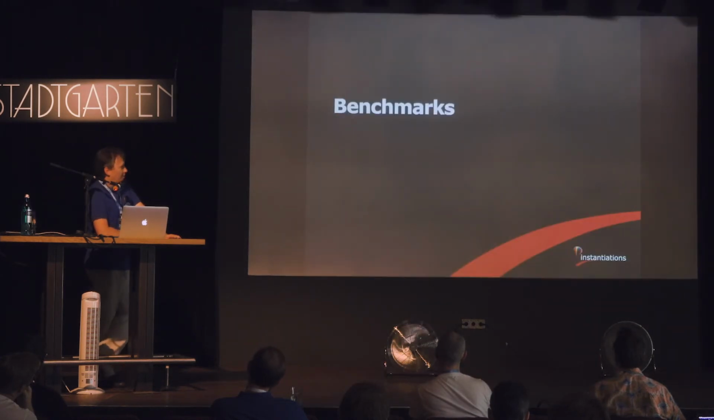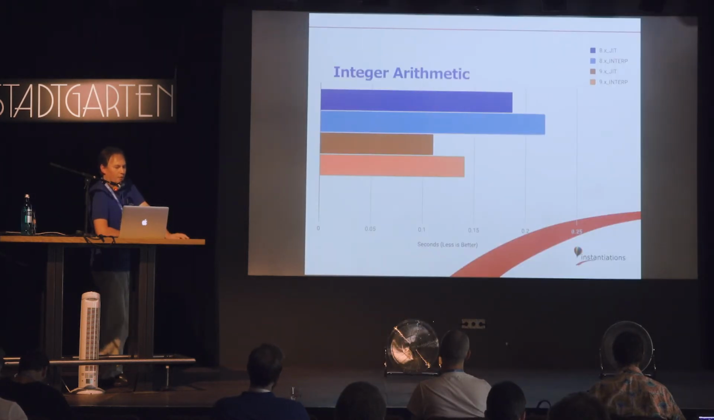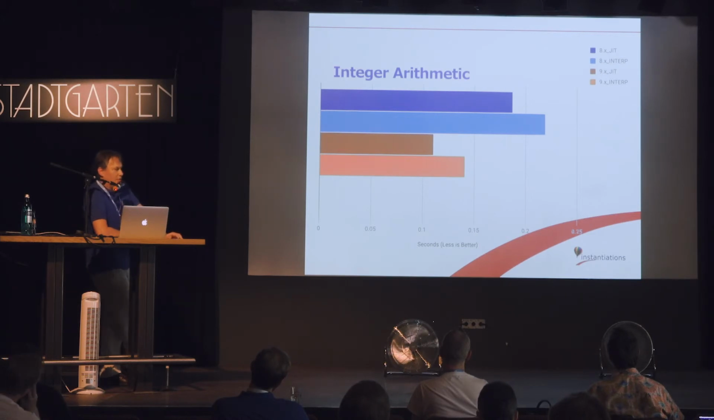Okay, let's see some benchmarks. The benchmarks we used are mostly taken from the Benchmarks Game project. We ported them to VA Smalltalk. For simplicity, all of the diagrams have values where less is better. Darker colors are JIT, light colors are interpreter mode, and we compared with our older VM from release 8. So integer arithmetic looks pretty good, and note that even the interpreter outperforms our old VM.